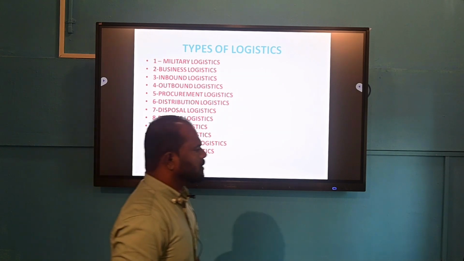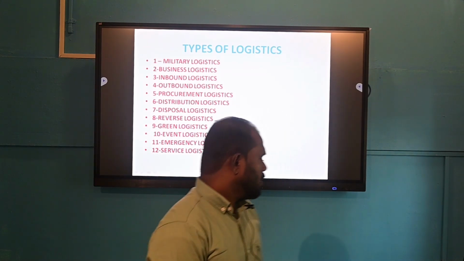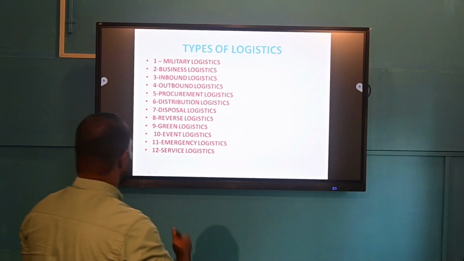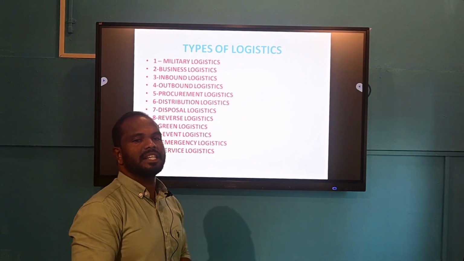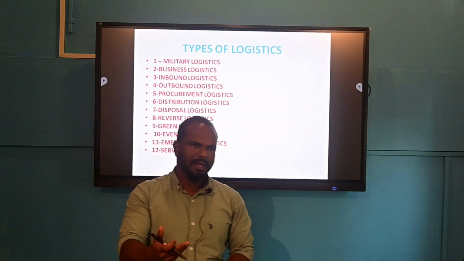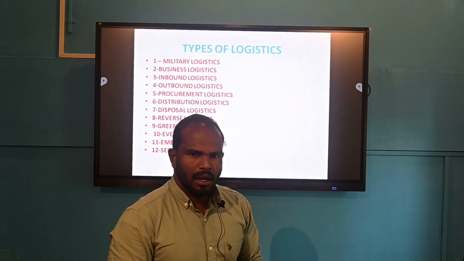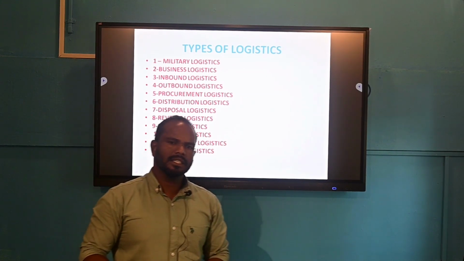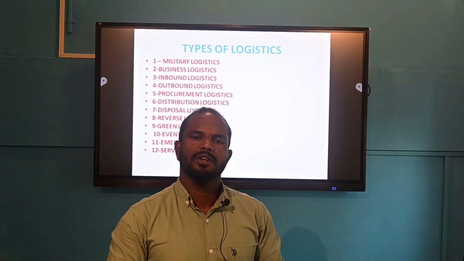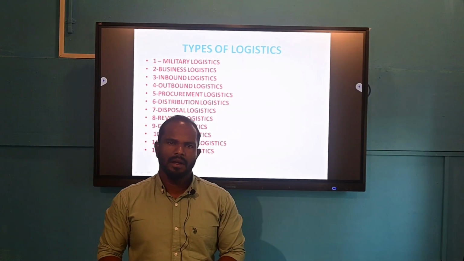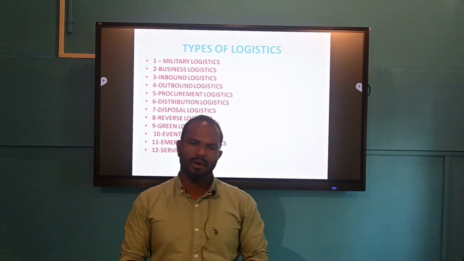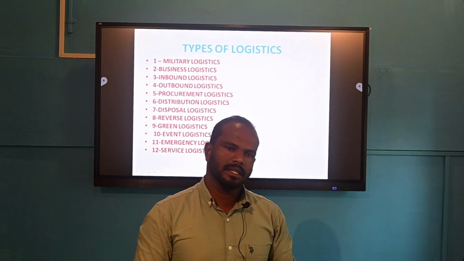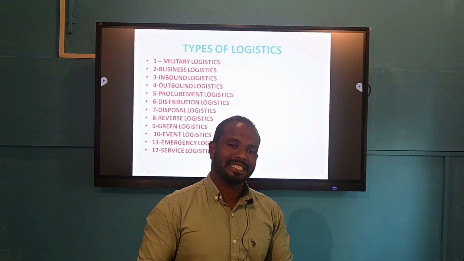Next, I am going to discuss the types of logistics. Then we can easily identify the types of logistics. First one is military logistics. I think everybody knows what military logistics is. Actually, logistics originated from military operations. The military first used the logistics system for moving weapons, medicines, doctors, water, food items, etc.